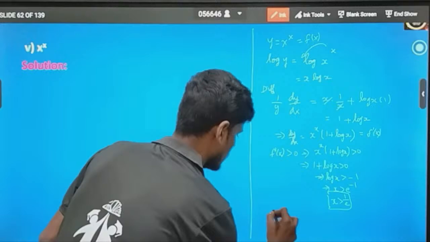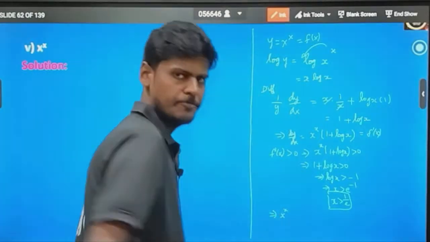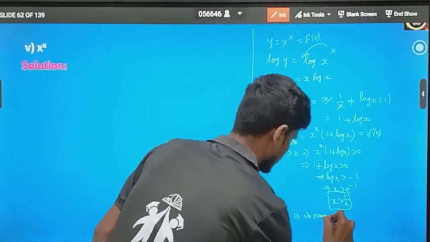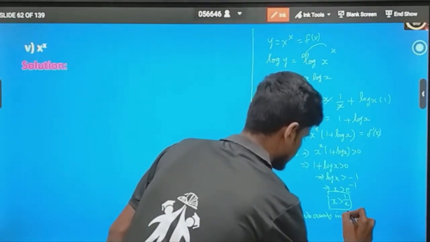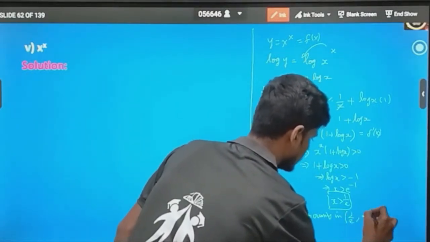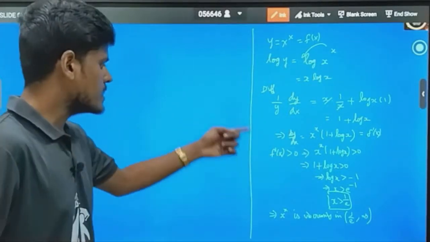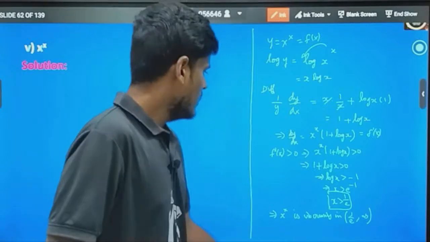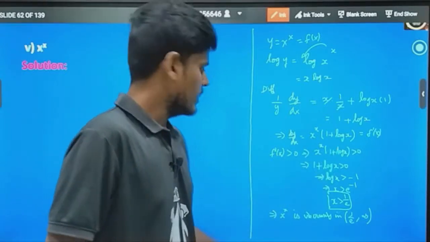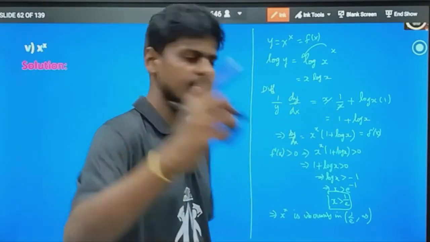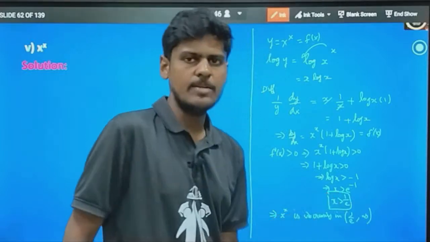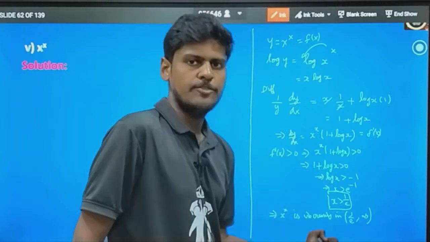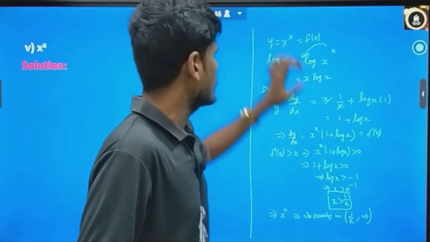Which means x power x, f of x, is increasing in the interval 1 by e to infinity. Then what is the decreasing interval? The other region will be the decreasing interval. When f dash of x is negative, the function will be decreasing. Here x will be less than 1 by e. Same procedure. That means between minus infinity and 1 by e, this is a decreasing function.